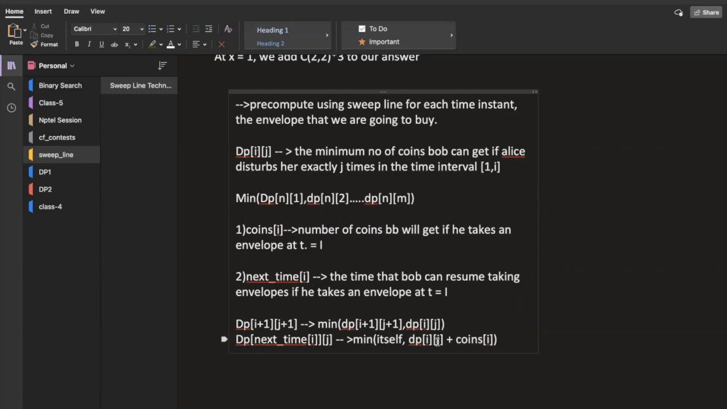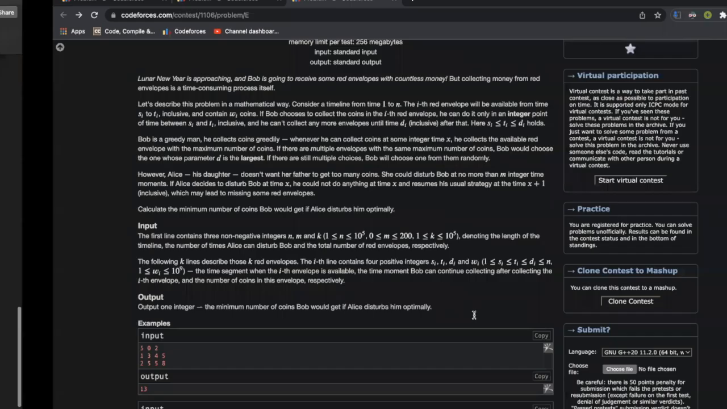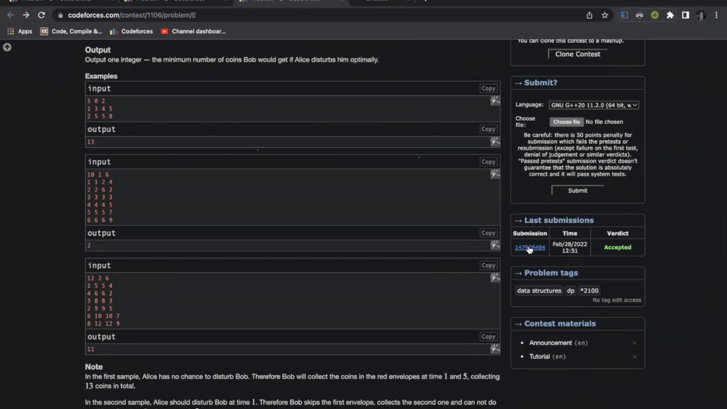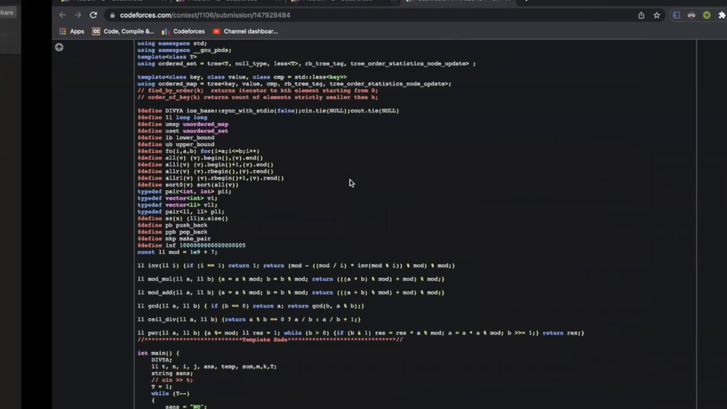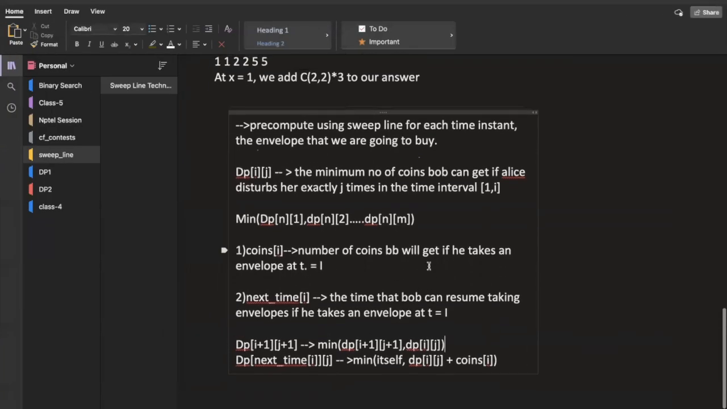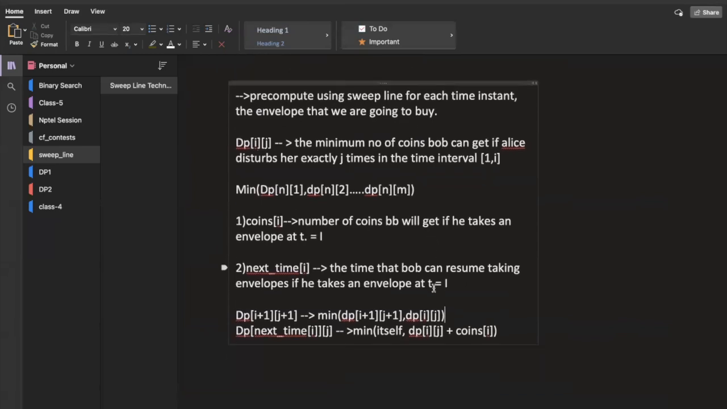Does this make sense? I have a question. Yeah. Like if Alice disturbs Bob at time I, does it stop him from taking an envelope at time I or next time of I?